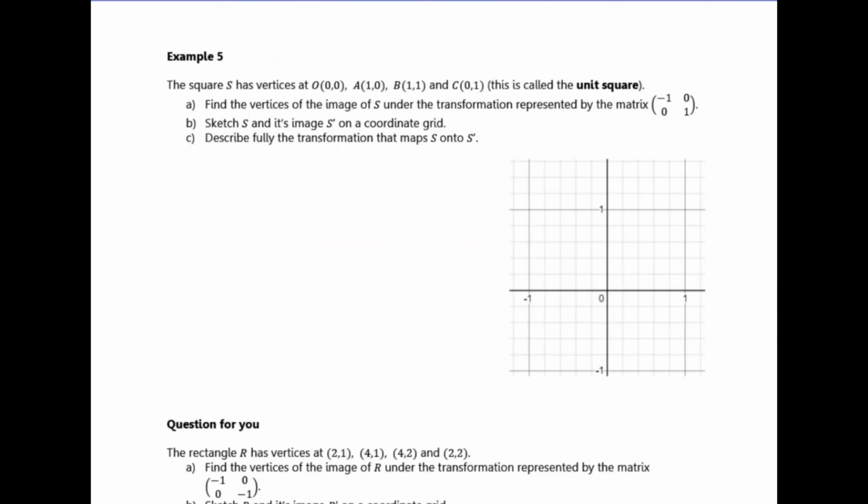Right, this last example I'm going to do is similar to what I'm going to do in the next few lessons when we start looking at rotations and reflections and things like that. So we're going to be looking at what's called the unit square. This is a square with side length 1, which we can say has vertices O at 0, 0, A at 1, 0, I'm going to say this one's B at 1, 1, and 0, 1, so this one is C. So here's your unit square.